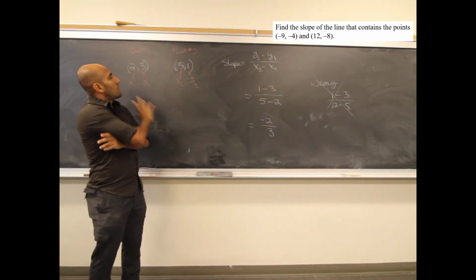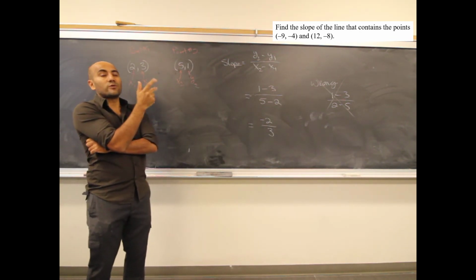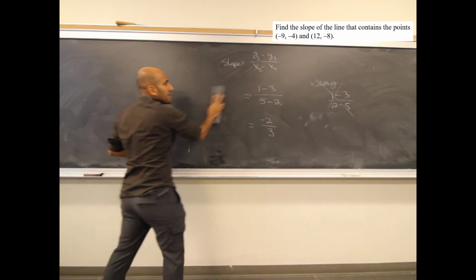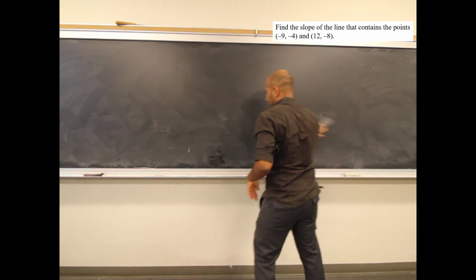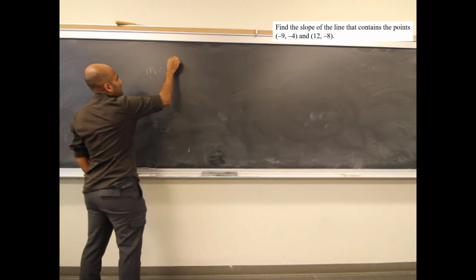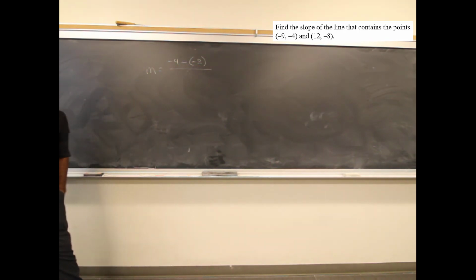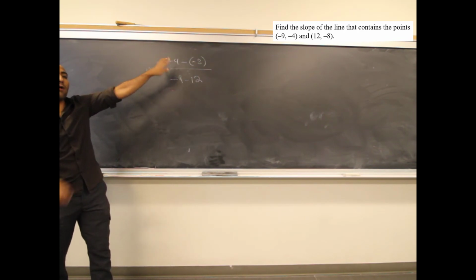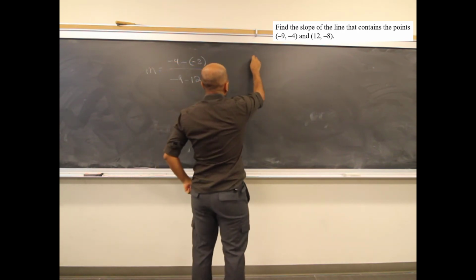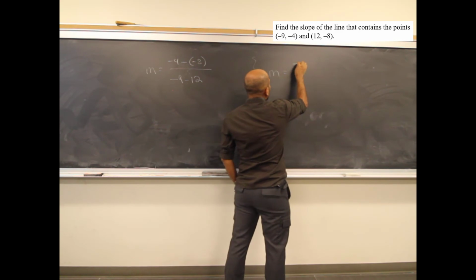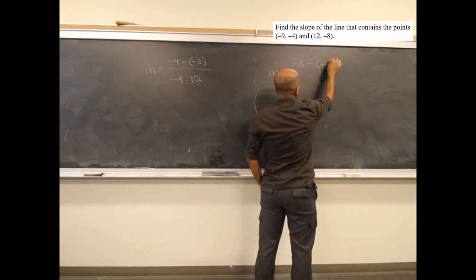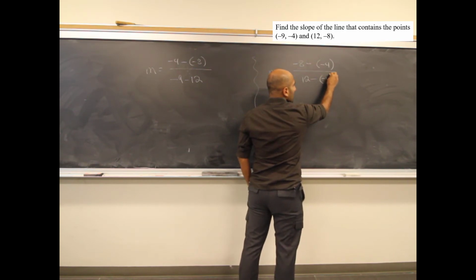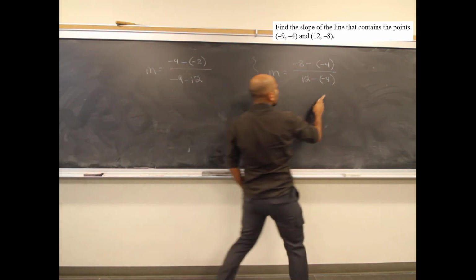Alright, so can we do this one without all this work? How about, we got to decide which one's which, so we can either have negative 4 minus, well, I'll just write it down this way. We can either have negative 4 minus negative 8 divided by what? Negative 4 minus negative 8 divided by negative 9 minus 12. That's one way to write it all down. I started with the first point. I labeled that one as my point 2. And then the other way to think about this, m equals, well, I could start with the second point. That would be negative 8 minus negative 4 divided by 12 minus negative 9.